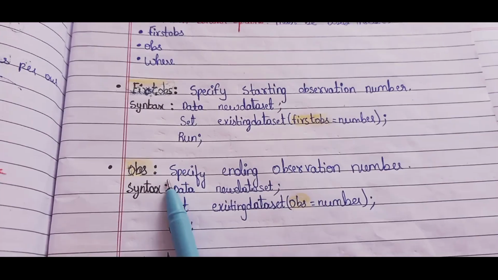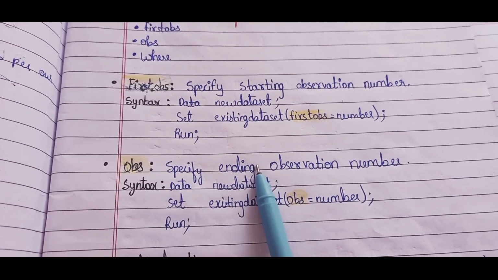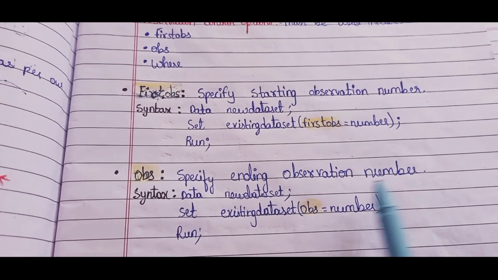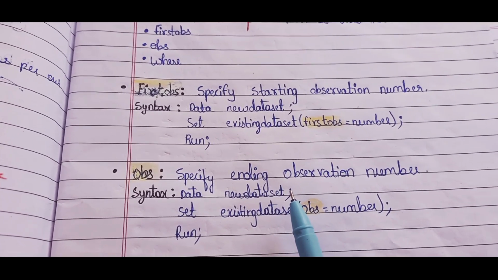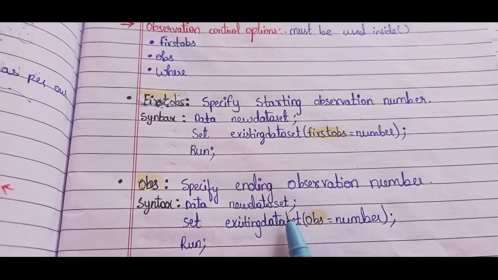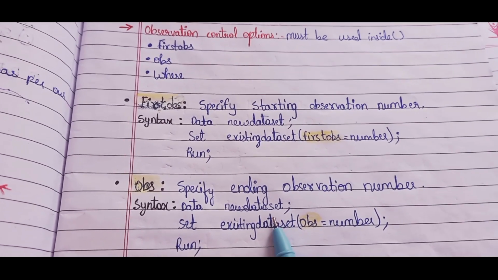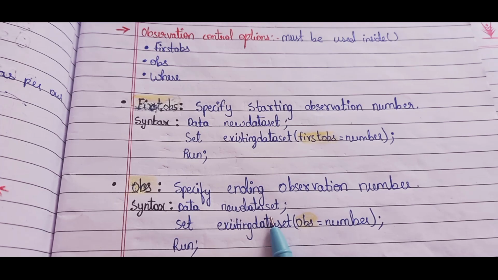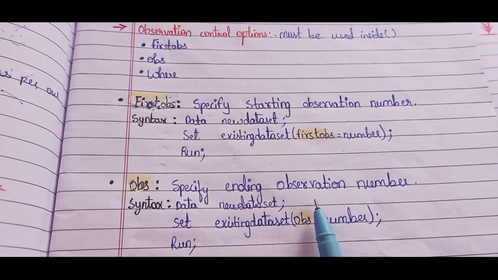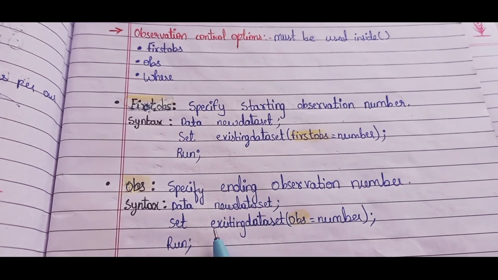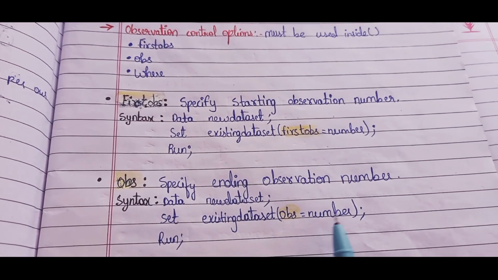OBS is nothing but observation. So OBS specifies the ending observation number. I have already told you that I have 1 to 10 observations. I want till 5, from 1 to 5. For that purpose, I'll use OBS equals 5.